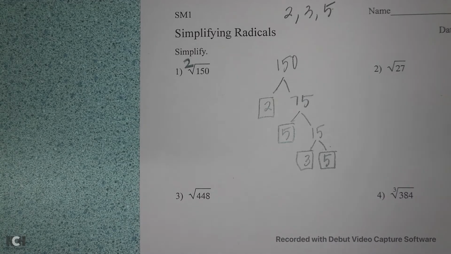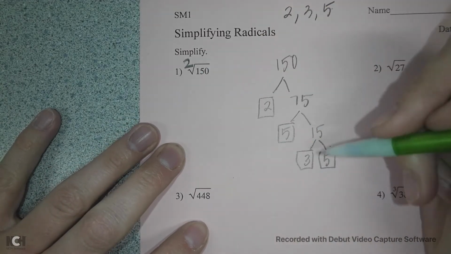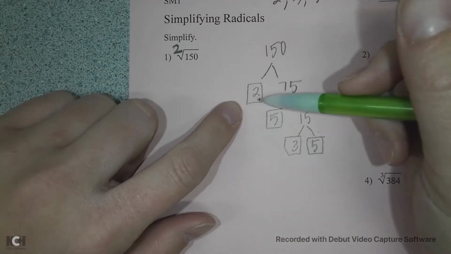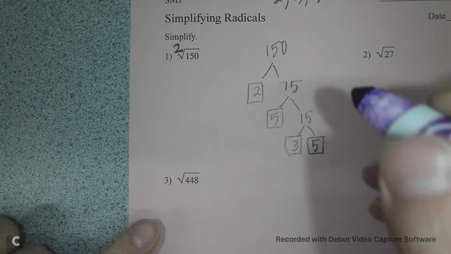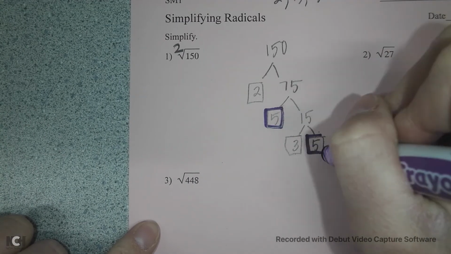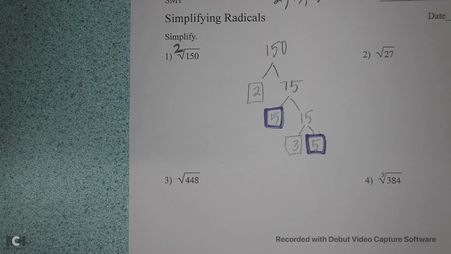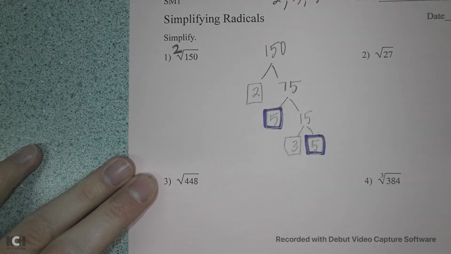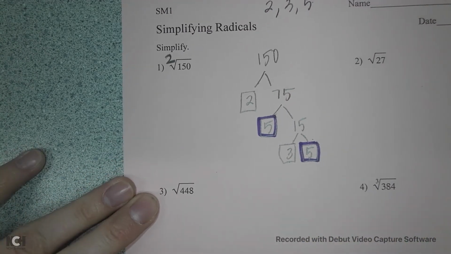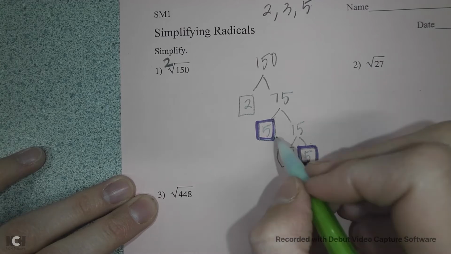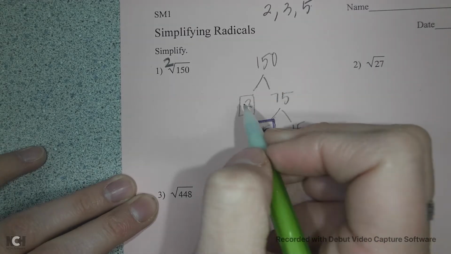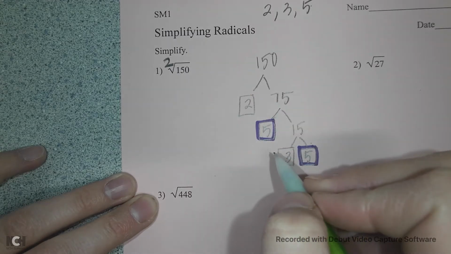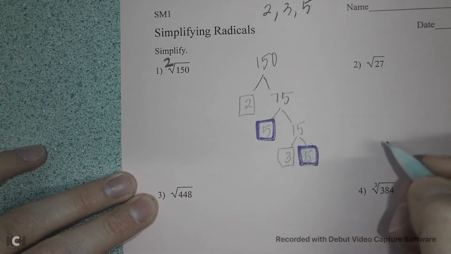So what that means is I'm looking for a pair of the same exact number. Well, 2 doesn't have a partner and 3 doesn't have a partner, but 5 and 5 each have a partner. Okay, so I have two 5s and I'm looking for a pair of them. So now what you're going to do is, if you have a pair, one of the pair goes out of the radical and the other goes away.